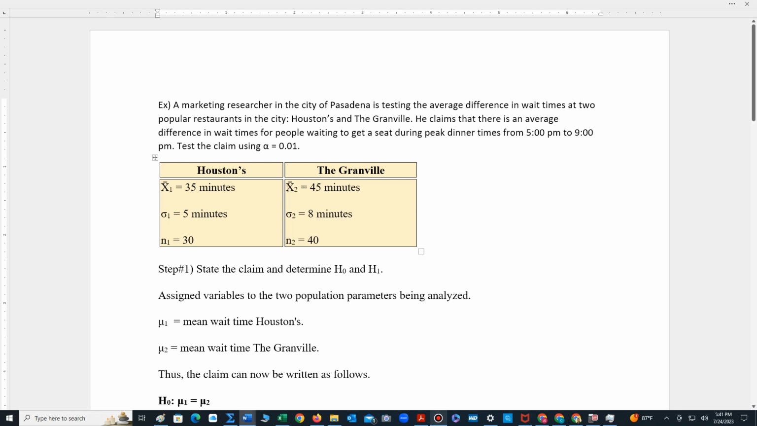We are provided with the sample data for Houston's: average wait time 35 minutes, population standard deviation 5 minutes, sample size is 30. For the Granville, the average wait time is 45 minutes, standard deviation 8 minutes, sample size is 40. Since we're given the population standard deviations, that means we can apply the z-test.